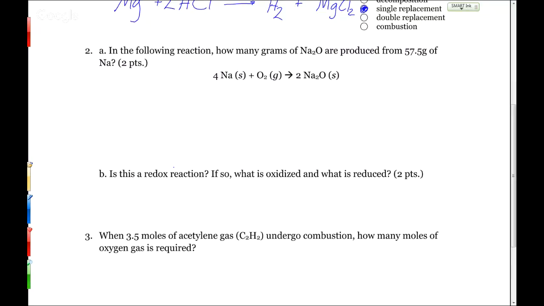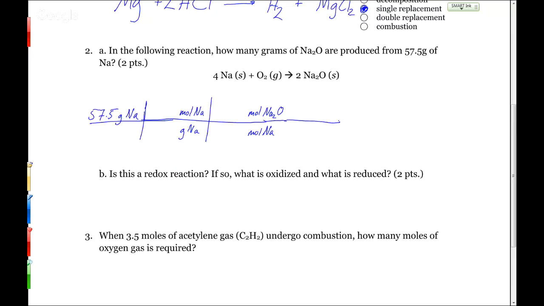Okay, this one, the equation's given for you. How many grams of sodium oxide are produced from 57.5 grams of sodium? So this is that typical type of problem. 57.5 grams of sodium. And then we've got grams of sodium to moles of sodium. Moles of sodium to moles of sodium oxide. And then finally, moles of sodium oxide to grams of sodium oxide.